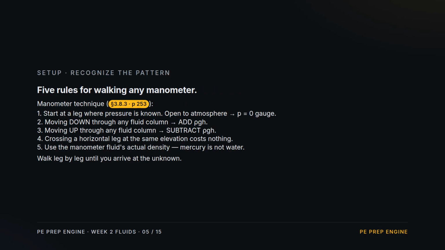5 rules to walk any manometer. Start where you know the pressure. Open to atmosphere is 0 gauge. Down a column, add rho g h. Up, subtract. A horizontal leg at the same elevation costs nothing. Use each leg's actual density. Mercury is not water. Walk leg by leg to the unknown.